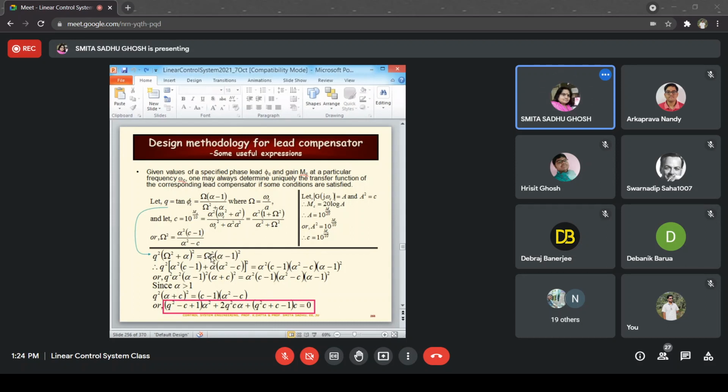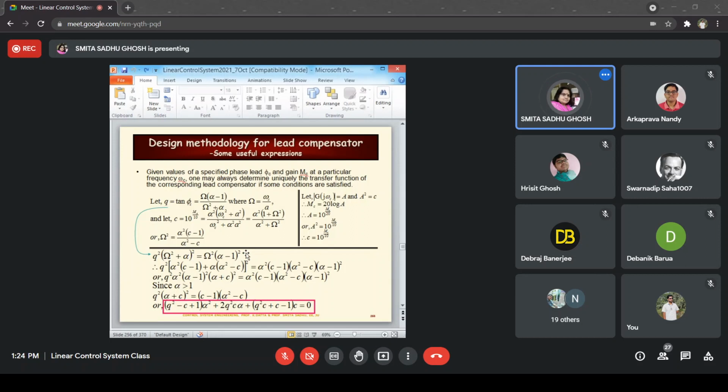Squaring this, as well as squaring the overall expression. So q square, and then this denominator multiplied on that side, whole square, is equal to the right hand side, that is capital omega square into alpha minus 1 whole square. So the same expression, by multiplying the right hand side and left hand side by that denominator and then squaring, will give you this expression.